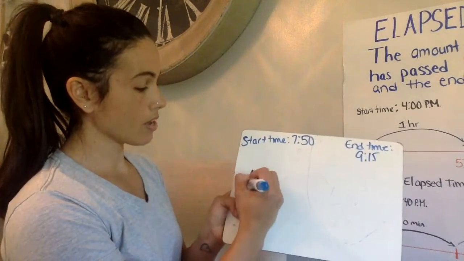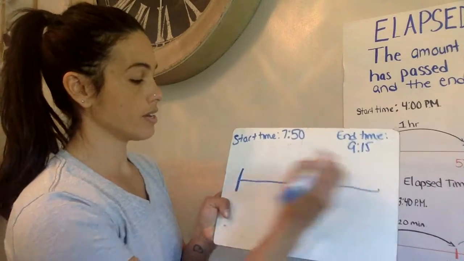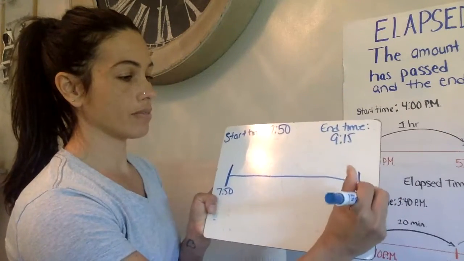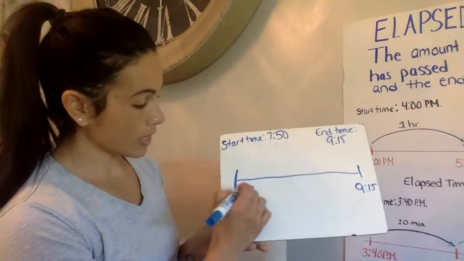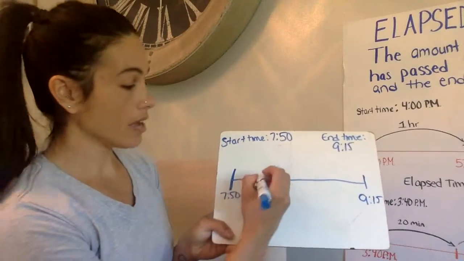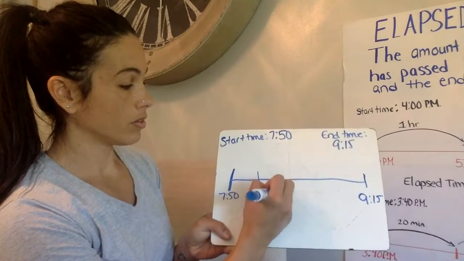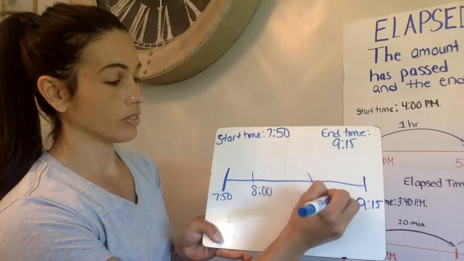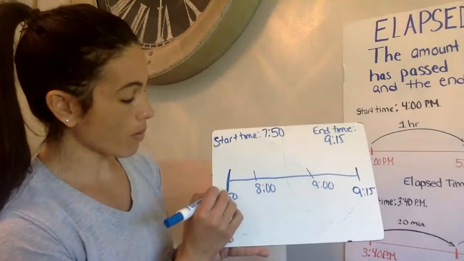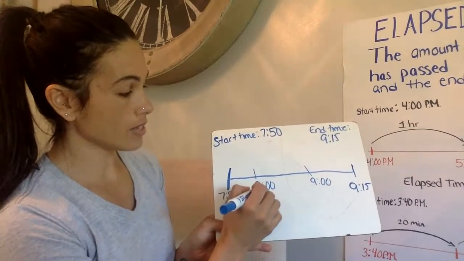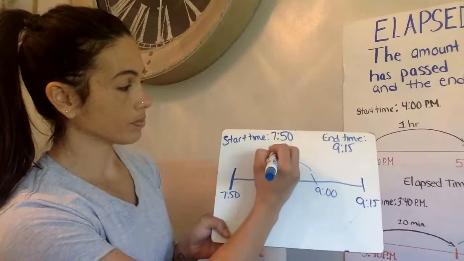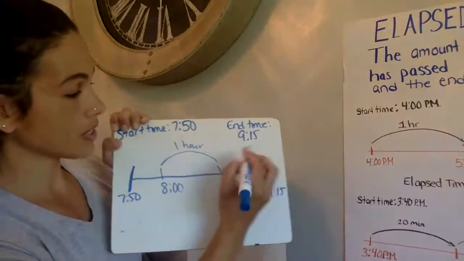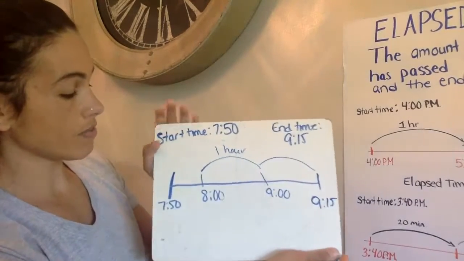So you want to make your start on your number line 7:50, and we know they left at 9:15. So we want to go to the next hour, which after 7 is 8. And then the next hour after 8 is 9. And then we're at the 9. So we need to figure out what the difference between 7:50 and 8 is. And we know this is an hour. So I'm going to put that 1 hour. And then I hope you can see it, what the time difference between 9 and 9:15 are.